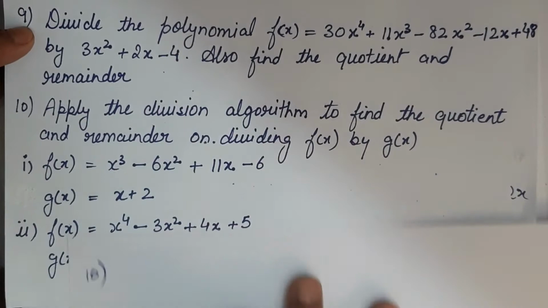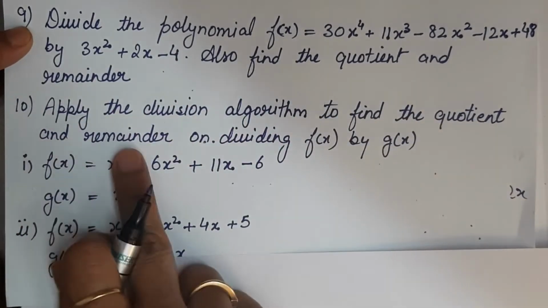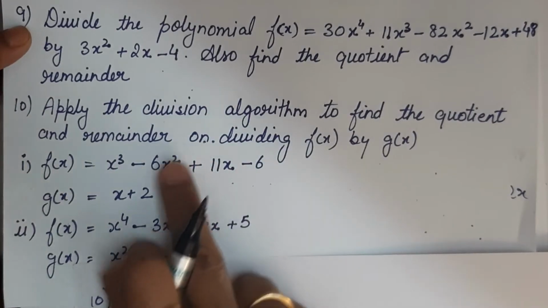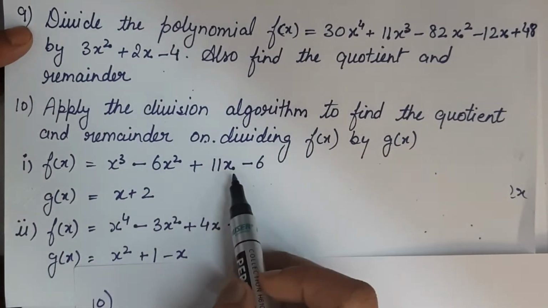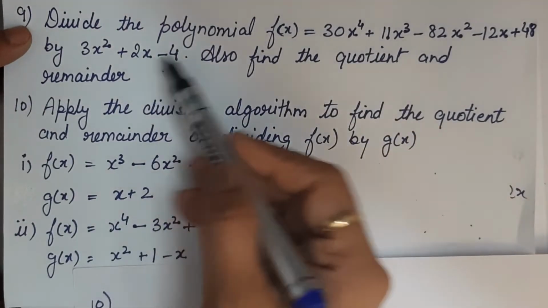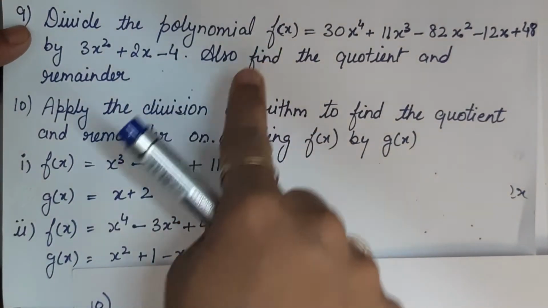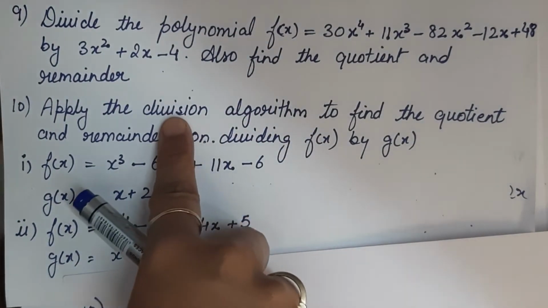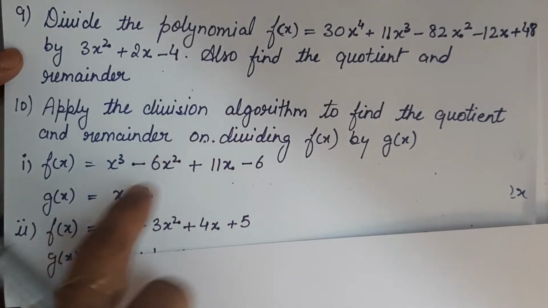Next question, see what is given to us. Apply the division algorithm to find the quotient and remainder on dividing these two equations, fx by gx. See, these two equations are the same. This is the dividend and this is the divisor. We can solve this question in a similar way, but we cannot, because they are asking for the division algorithm. So how to do this division algorithm?